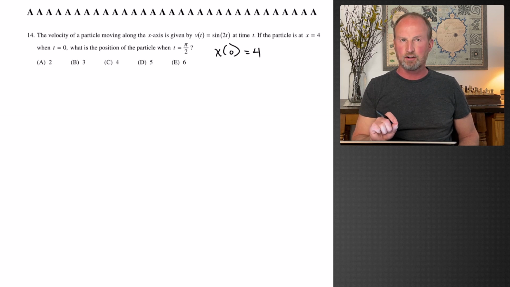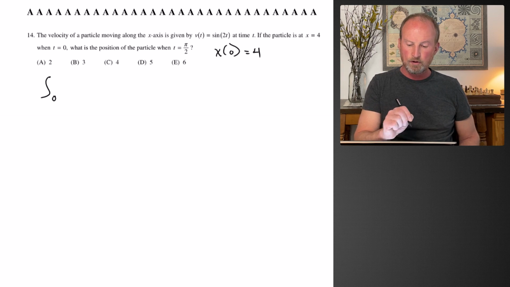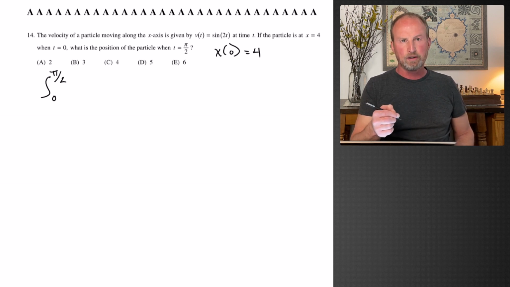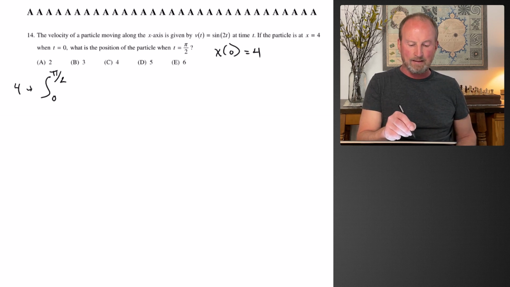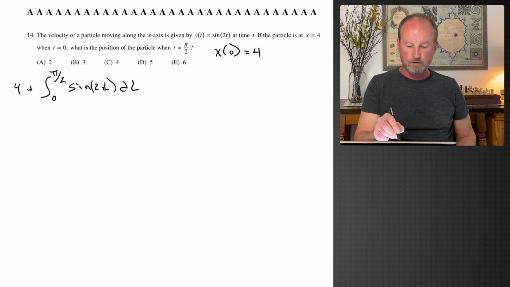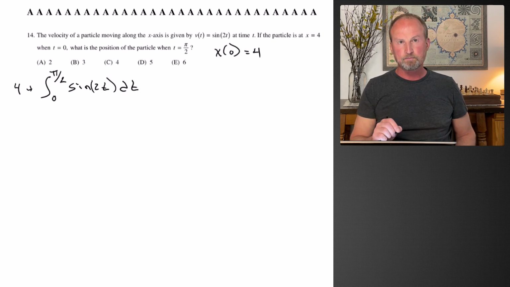We just did this problem. Same exact concept as a couple problems ago. I want to integrate from what I know to where I want to go. I know where the particle is at time equals 0. I want to know where the particle is going to be at time equal pi over 2. If I start at 4 and I add the amount of change from time equals 0 to time equals pi over 2 for my velocity function, then I'll get my answer. The amount I start with plus the amount of change will give me my answer.